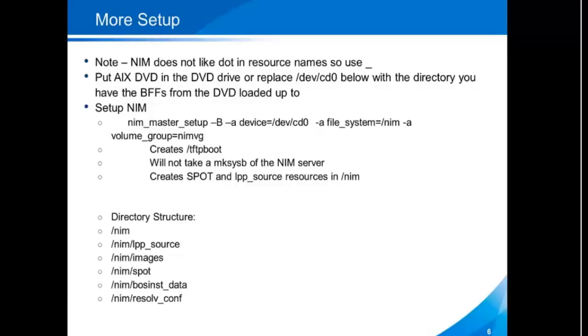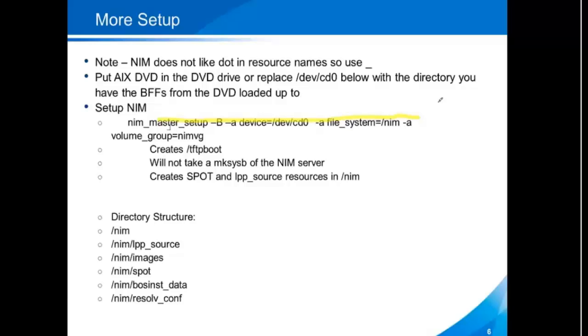We're going to do the easy NIM version of NIM Master Setup. So basically what we're telling it to do with the command that I have entered here, if you look here, you'll see this one here. We're basically telling it that we're going to set up NIM, we're going to take everything from the CD, we're going to put it in the file system /NIM, which happens to be in the volume group NIMVG. Now, if those aren't there, it will create them.